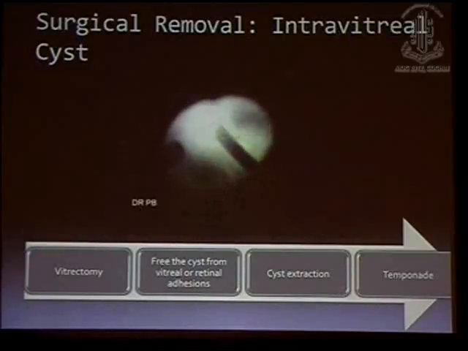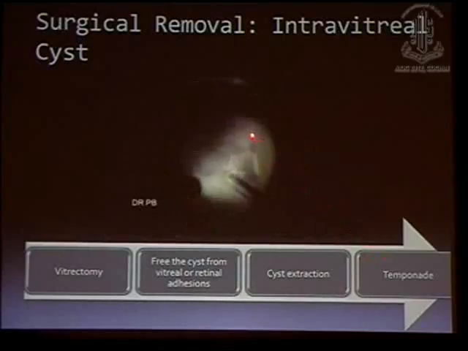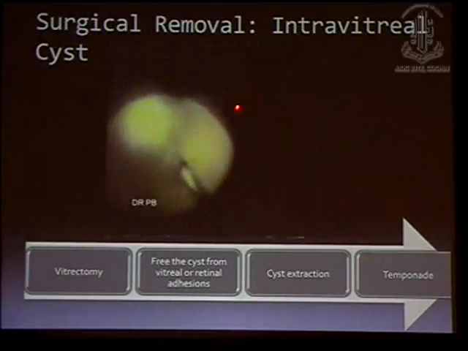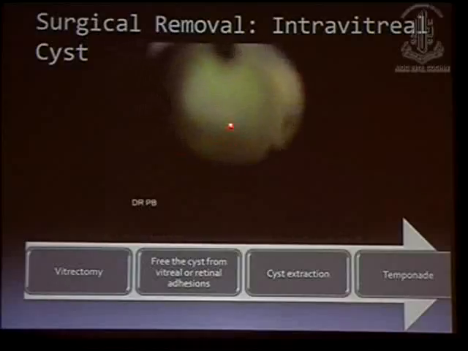Another example of an intravitreal cyst. The adhesions from the vitreous as well as the retina are cut. The cyst is now free and mobile in the vitreous cavity.